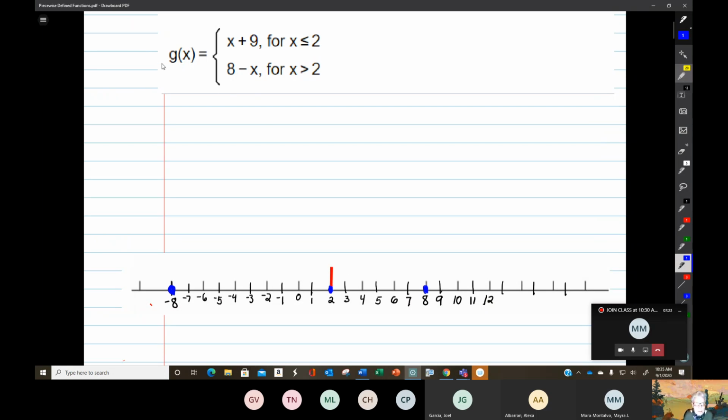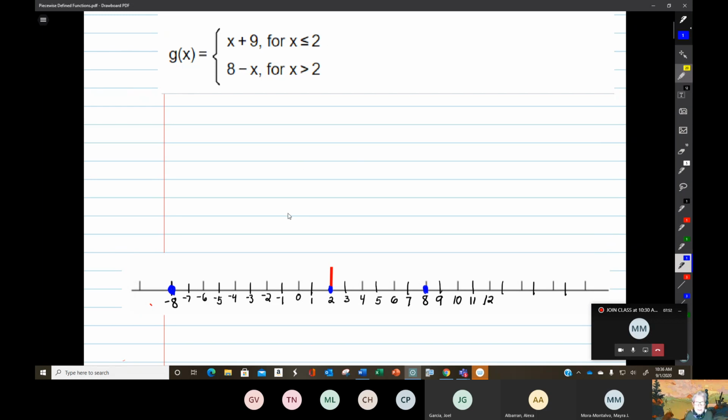All right, we have two functions that meet at x equals 2. They're merged together to be one function. This is one function that consists of two functions that separate, if you will, at x equals 2. And we're going to be finding g of -8 and g of 2 and g of +8 in the light of this kind of reality, if you will.